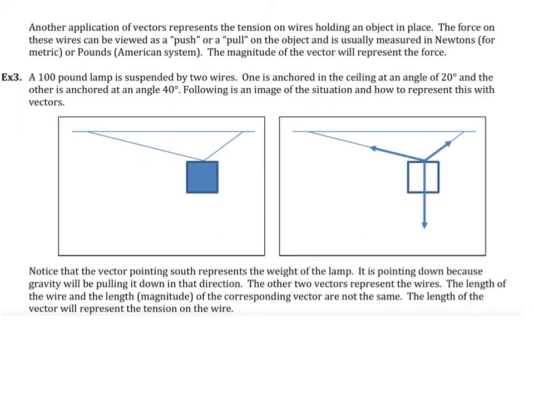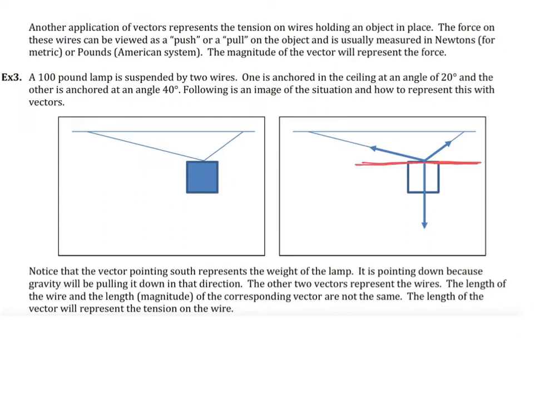Okay, it says a 100-pound lamp is suspended by two wires. So here's your 100-pound lamp. Maybe it's a chandelier, not a lamp. Suspended by two wires. One is anchored from the ceiling at an angle of 20 degrees. So let's kind of look at that. So if we went across here, it's not very straight. We went across here, right? So it's anchored at 20 degrees.